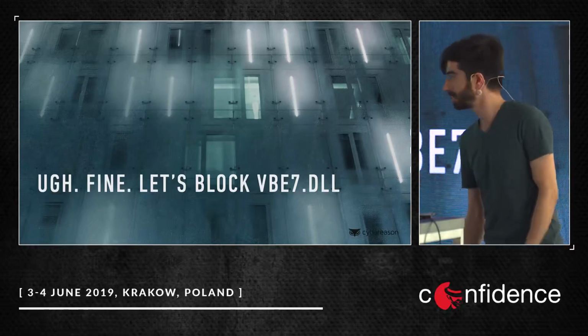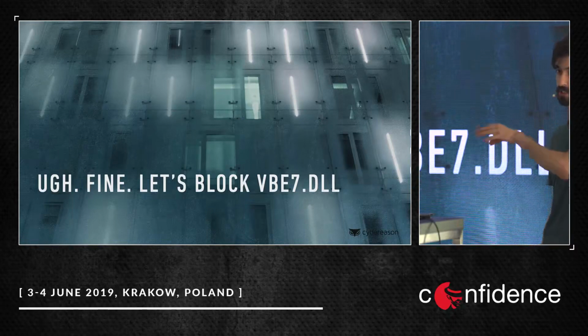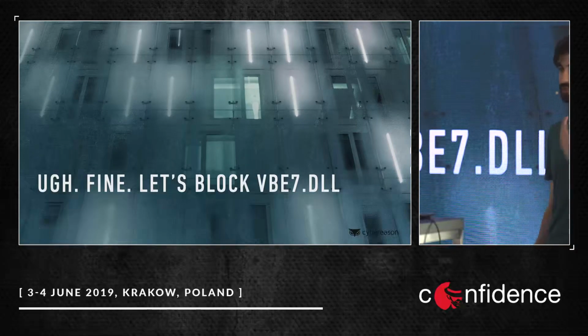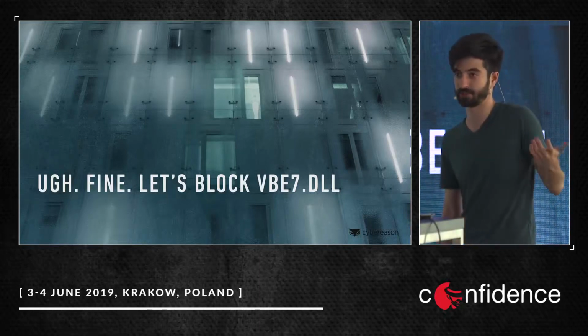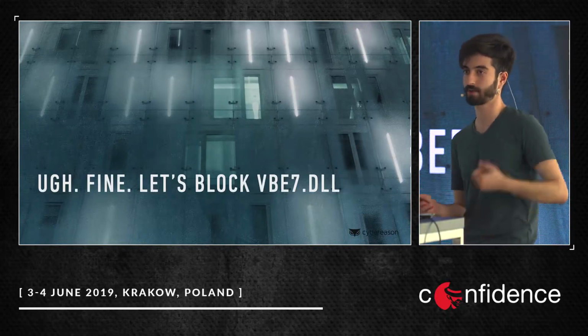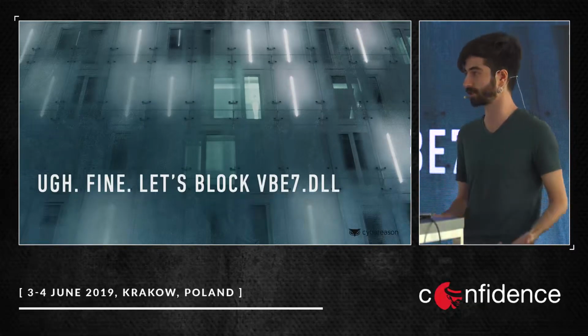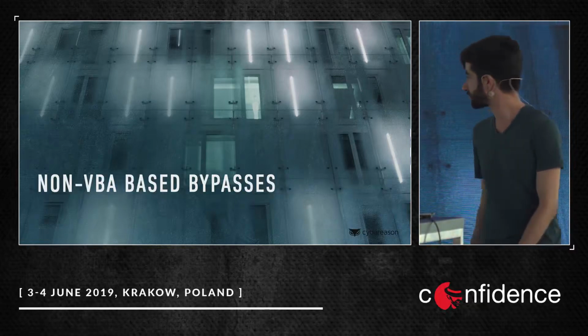So what we can do is just block the VBE7.dll file, which is the library implementing VBA, using device guard. So if you can't load the VBA engine, you can't run VBA, which is fine. And this means, hooray, we are now protected against Office macros. So let's see a couple of non-VBA attacks.